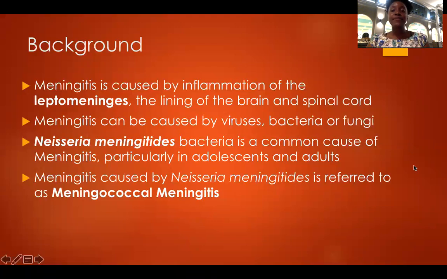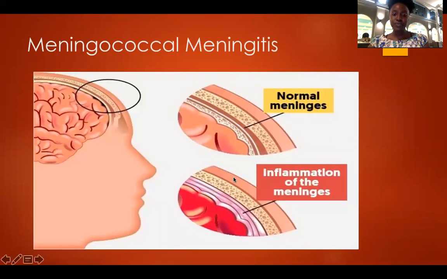Meningitis is caused by inflammation of the leptomeninges, the lining of the brain and spinal cord. Meningitis can be caused by viruses, bacteria, or fungi. Neisseria meningitidis bacteria is a common cause of meningitis, particularly in adolescents and adults. Meningitis caused by Neisseria meningitidis is referred to as meningococcal meningitis.